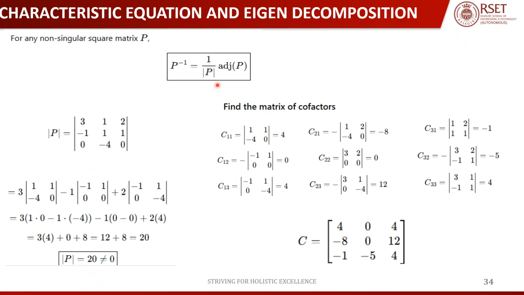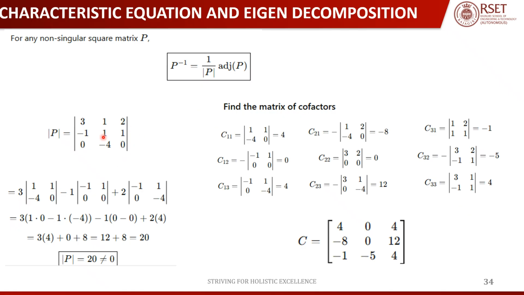Now we need to find the adjoint of P. Hope you remember how to find the adjoint of P. What we do is, first we'll find C11; we'll find the cofactors of each entry. In order to get C11, we eliminate the first row and the first column, and then take the determinant of the rest of the matrix.